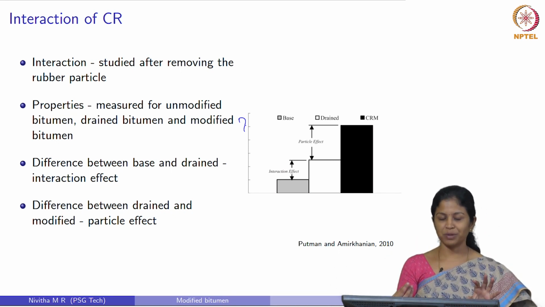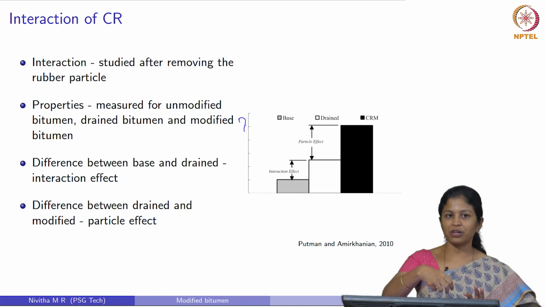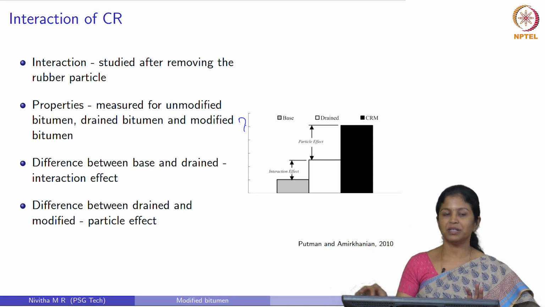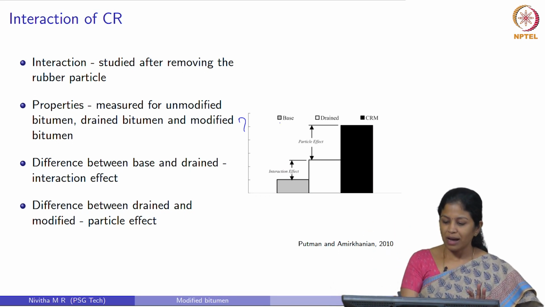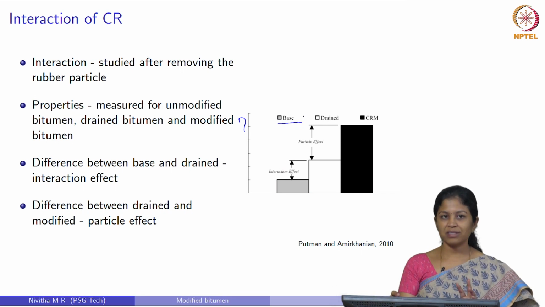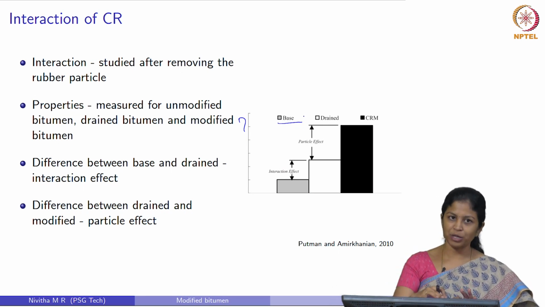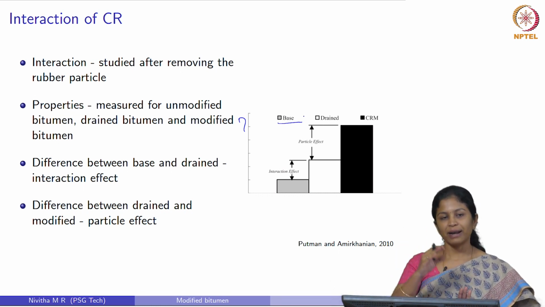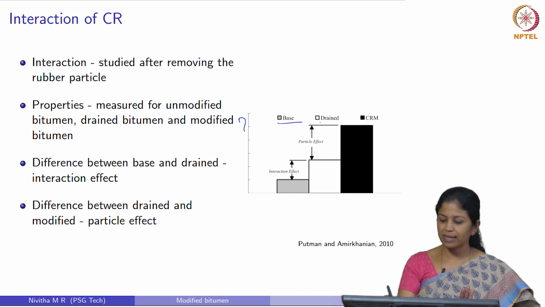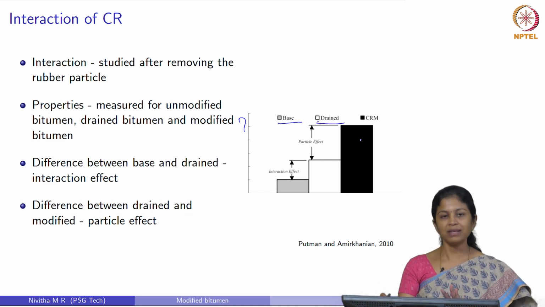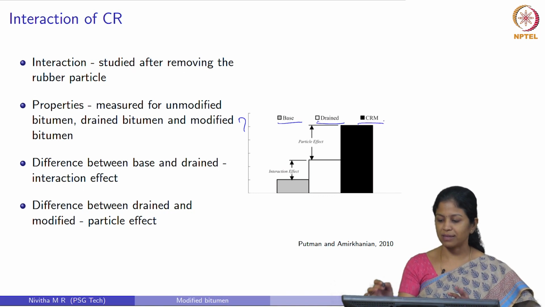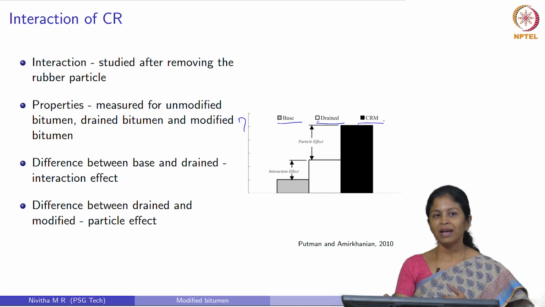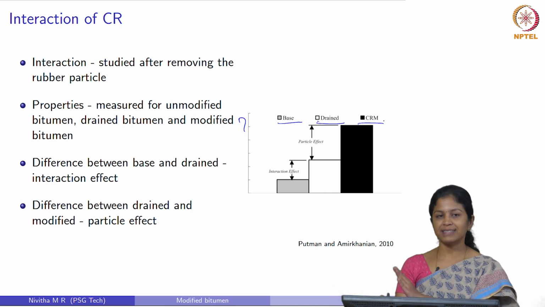So we have a base bitumen, we have a bitumen in which crumb rubber is mixed and then filtered out. A third case is a crumb rubber modified bitumen. So you can see here a base bitumen. The second case is where crumb rubber particles are added to bitumen, a crumb rubber modified bitumen is prepared, but then after some amount of time these crumb rubber particles are removed from the bitumen. That is called the drained case, and the third one is the actual crumb rubber modified bitumen itself. So they measured the viscosity of bitumen in these three states.